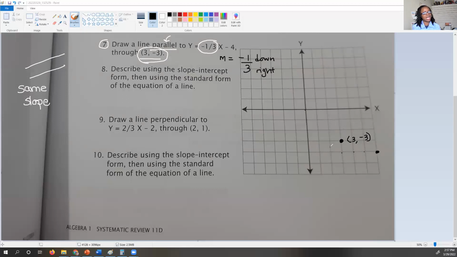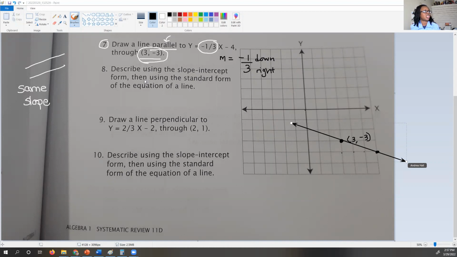That's the next point. And now I can just go ahead and connect the dots with a straight line, put arrows at the end because we are doing lines. I'll make sure it goes through the points as neatly as I can. So you definitely want to do this in pencil. And that's how that line came to be. So that's how we do number 7. All right, hopefully that helped answer your question.